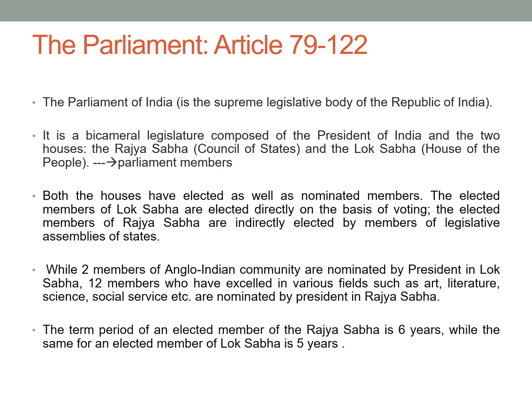The elected members of Lok Sabha are elected directly on the basis of voting. The elected members of Rajya Sabha are indirectly elected by members of the legislative assemblies of states. While 2 members of the Anglo-Indian community are nominated by the President in Lok Sabha, 12 members who have excelled in various fields such as art, literature, science, social service, etc. are nominated by the President in Rajya Sabha. The term of an elected member of the Rajya Sabha is 6 years, while the same for an elected member of Lok Sabha is 5 years.